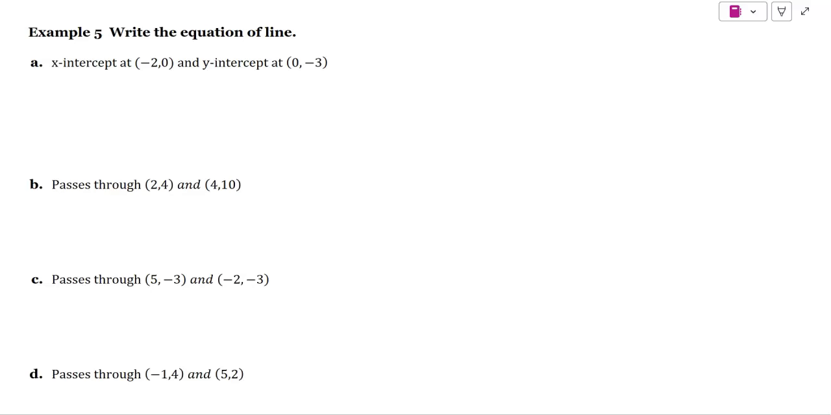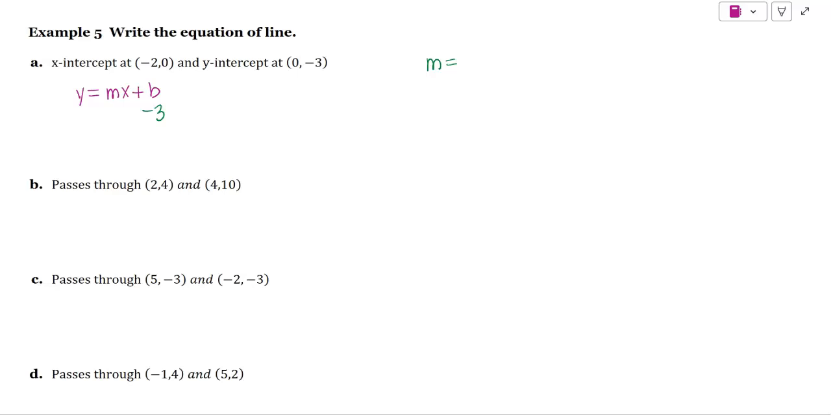For example 5, we are going to write the equation of a line with the given points. For example A, we know that the x-intercept is at -2 and the y-intercept is at -3. So if we think about this format for a line, we know that we can plug -3 in here for b, but we don't have our slope yet.